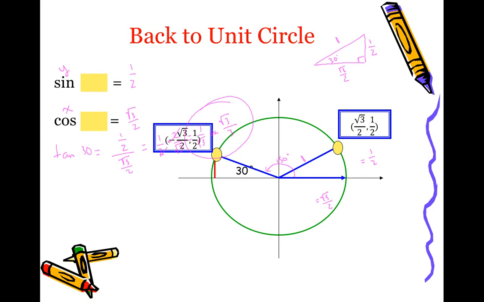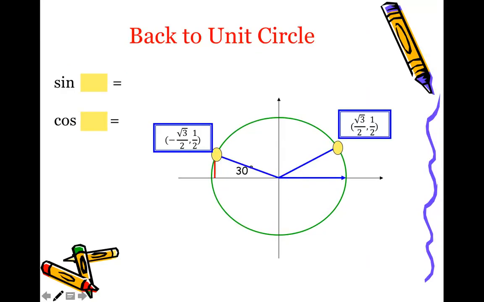What is that angle when we put it in the third quadrant? We're going to write these down a little bit more formally in a moment. If we go into the next quadrant, this is going to be 150 degrees. If we go down here, it's going to be 30 more than 180. This is going to be 210 degrees. It's going to be negative root 3 over 2, negative 1/2.